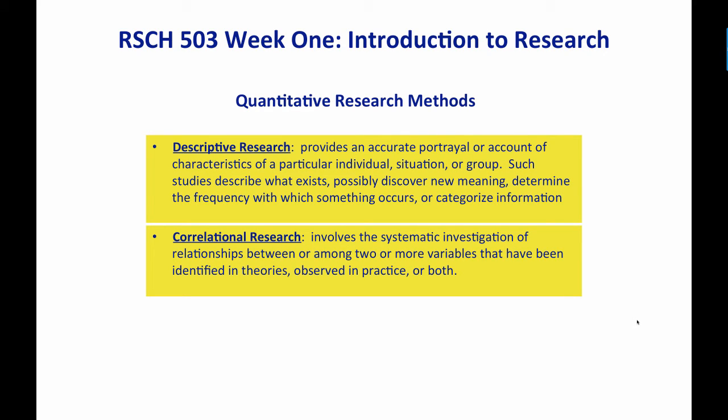The 4 quantitative research methods used in nursing include: first, descriptive research, research that describes characteristics of individuals, groups, or situations. The second is correlational research, systematic investigation of relationships between or among 2 or more variables that have been identified in theories or observed in practice, or both.